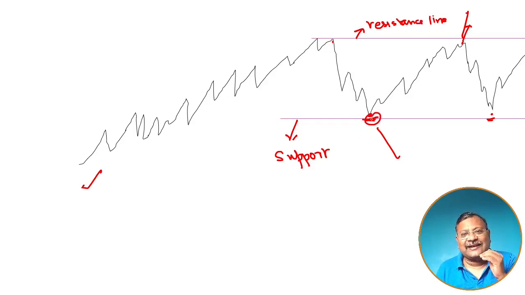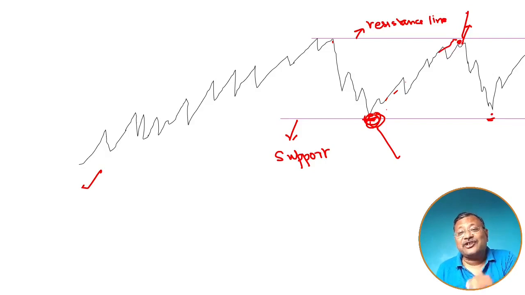And if you think that it is not likely to break the support level, then you can take a position here. That is, you can buy the shares here so that when it goes up and it reaches somewhere at this point, you know that the share is facing resistance at this point. That means it finds it difficult to break this. That means you can sell it here.